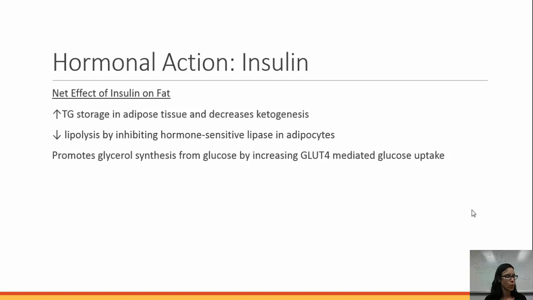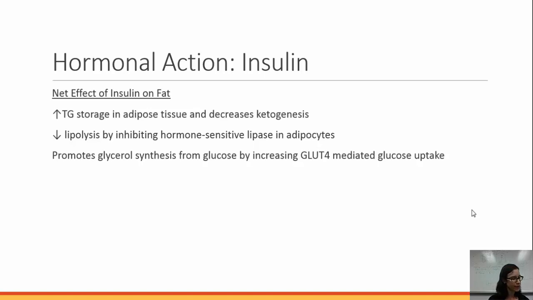Okay, and then we have the hormonal action of insulin on fat. So insulin is saying we've got enough, so we're going to store the triglycerides that we have circulating in our adipose tissue, and we're not going to break them down for ketogenesis. We don't need to. We have our preferable energy source, which is glucose. We don't need to produce ketones.